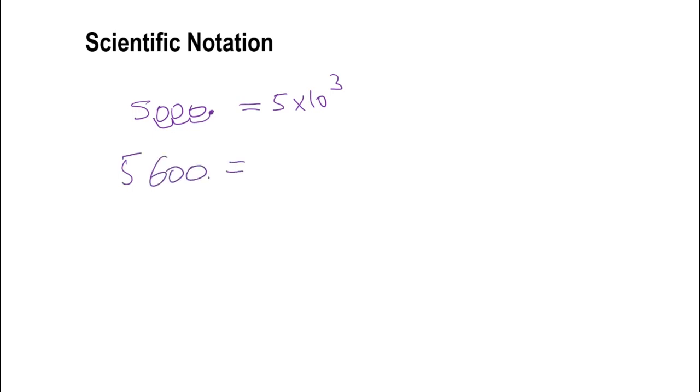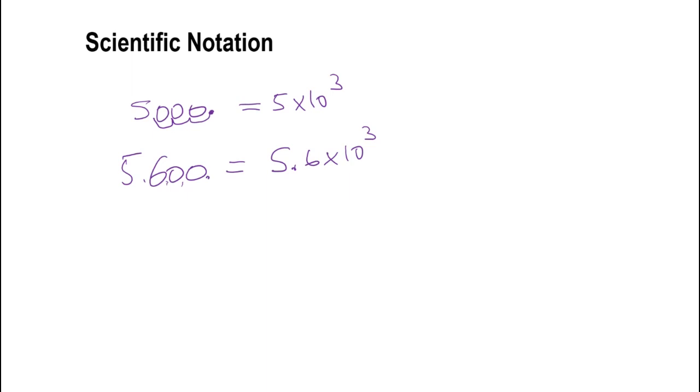Scientific notation. Let's take this example, 5,000. In scientific notation, 5,000 means that my decimal point is in the front here. I move once, twice, 3 times. It will be 5 times 10 to 3. This is how we write scientific notation. Let's say if I have 5,600, my decimal point will be here. 1, 2, 3. It will be 5.6 times 10 to 3. Now this is how we write the scientific notation.